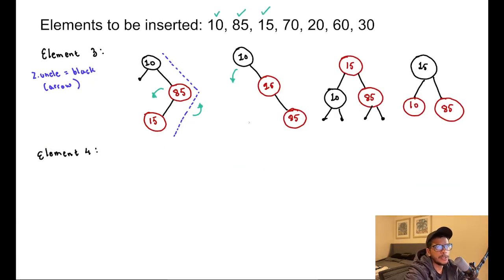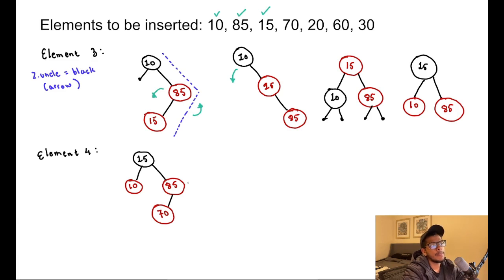We are gonna start off with how we left off things. Now we want to insert element 70. 70 is greater than 15, so it's gonna go in the right way. 70 is smaller than 85, so it's gonna go as the left subtree of 85. Okay. Now here what kind of scenario do we see? We're trying to insert element 70. 10 is the uncle of 70. 10 is colored red, right?